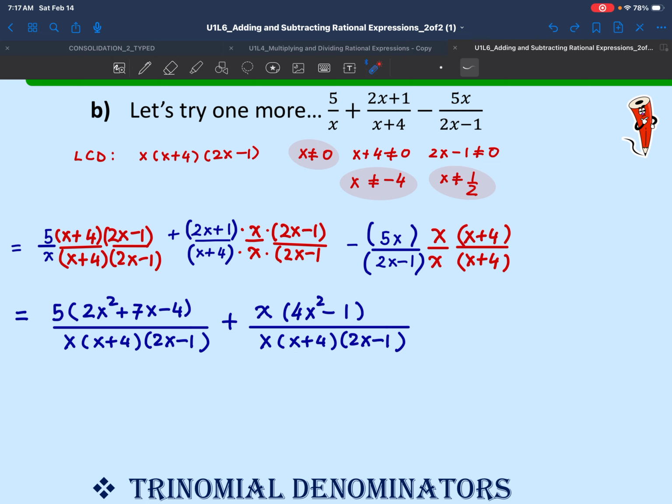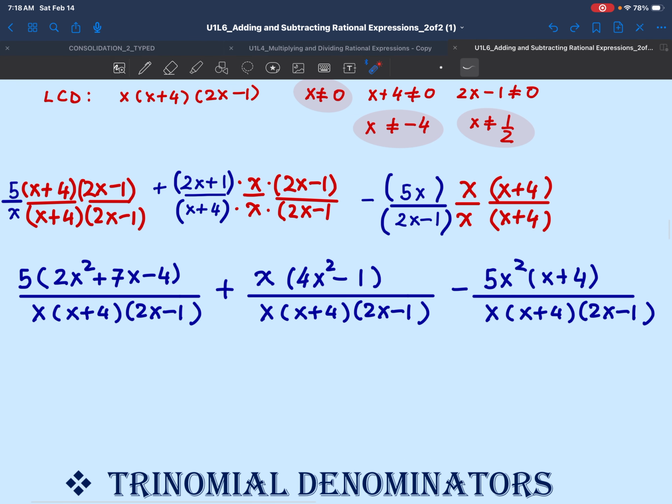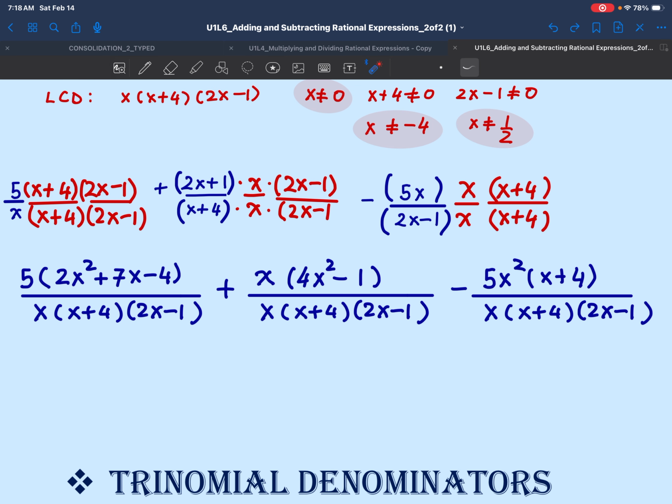And lastly, we have monomial times monomial multiplied together, they will make negative 5x, minus 5x squared times the binomial x plus 4, over the lowest common denominator. Now that the denominators are the same, we can go ahead and simplify the rational expressions. So bring them in the same rational expression, and we'll start off with expanding this numerator, 10x squared plus 14x, and then minus 20.